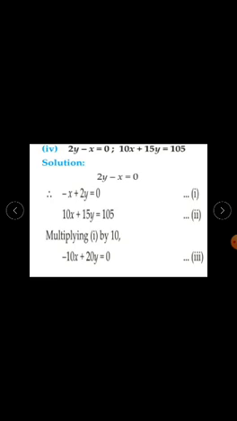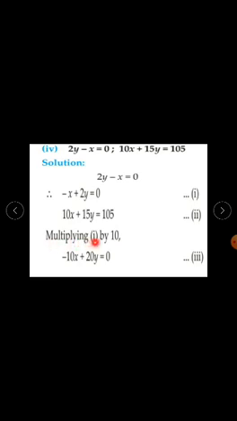Again, to eliminate one of the variables, we observe that in both equations not a single coefficient is equal. For the variable x the coefficient is minus 1 in equation 1 and 10 in equation 2. For the y variable the coefficient is 2 and here it is 15. So we observe that in both equations not a single coefficient is equal or opposite. Hence we will make one of them equal.